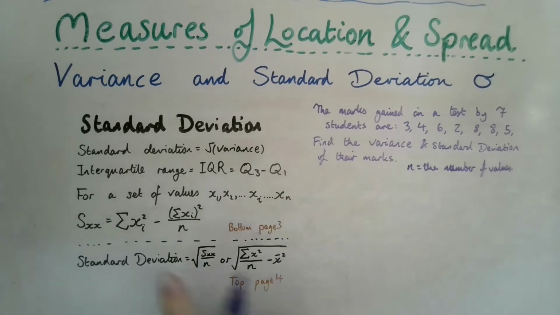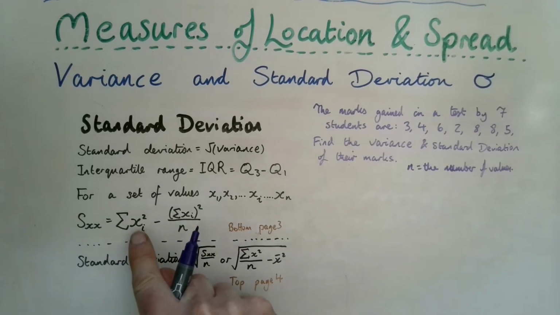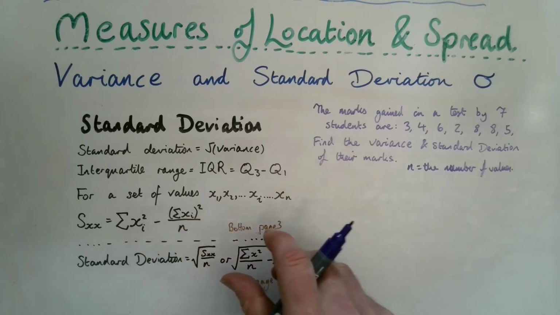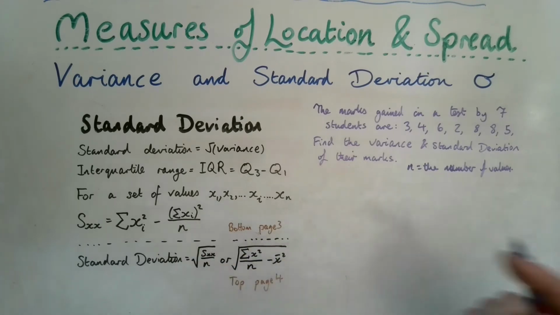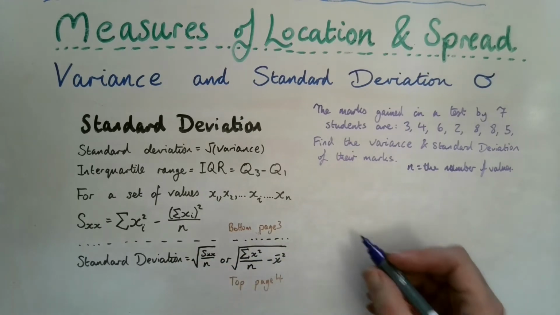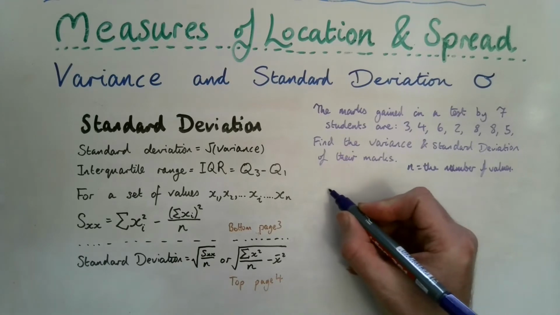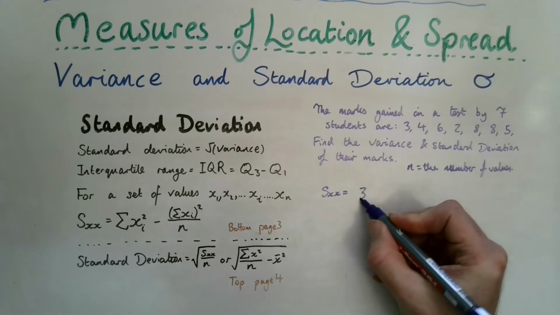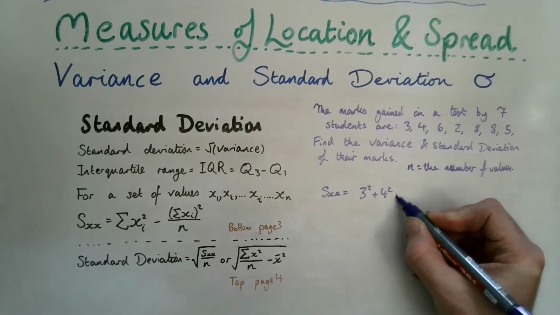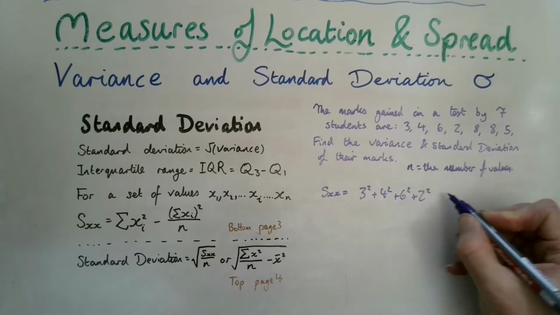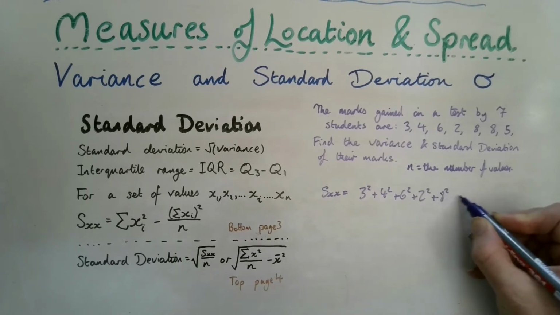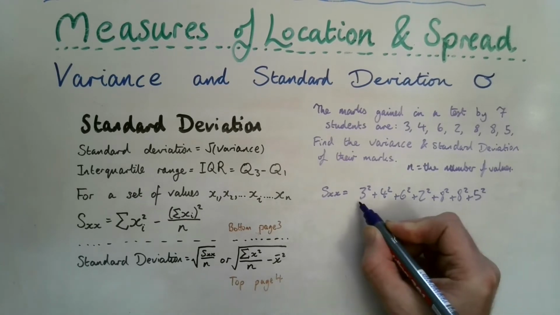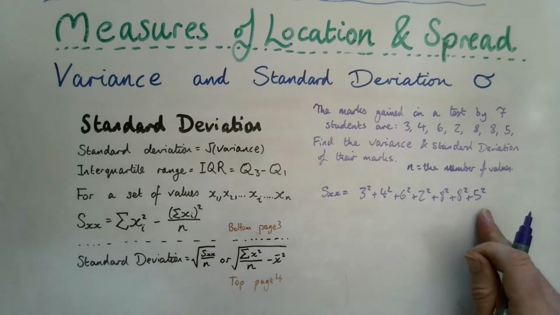And to do this, this is the sum of all of our data squared individually, take away the sum of all of our data, then squared, divided by 7. What does that mean exactly? Well, I'll show you. So that's going to be all of these squared individually. 3 squared plus 4 squared plus 6 squared plus 2 squared, add 8 squared and another 8 squared, add 5 squared, and then that's all of that added together.